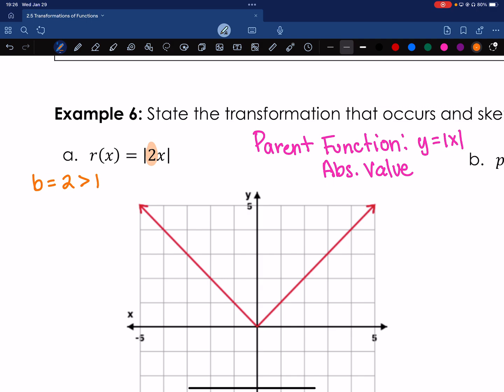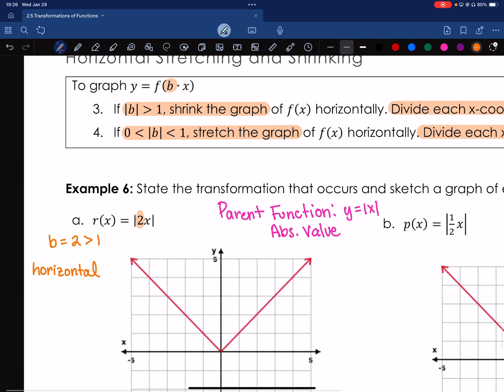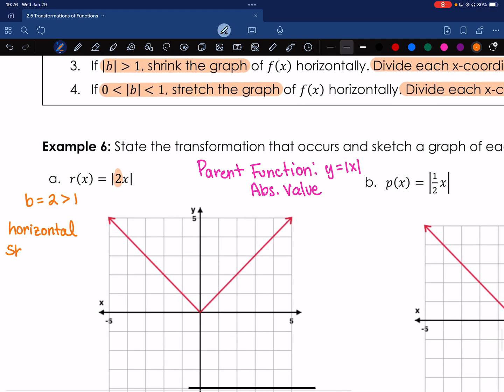2 is greater than 1, which means we're actually going to have a horizontal shrink of 1/2. 1 over B. That's the dividing by B part. So we're really going to multiply our x values by 1/2 or divide our x values by 2. Okay, so dividing by 2 and multiplying by 1/2 are the same thing.